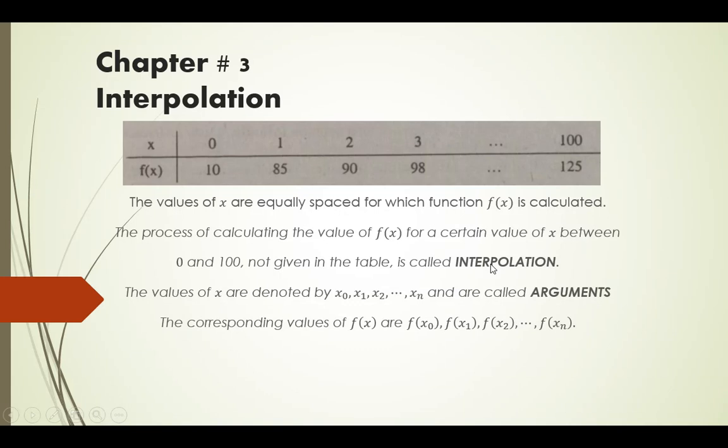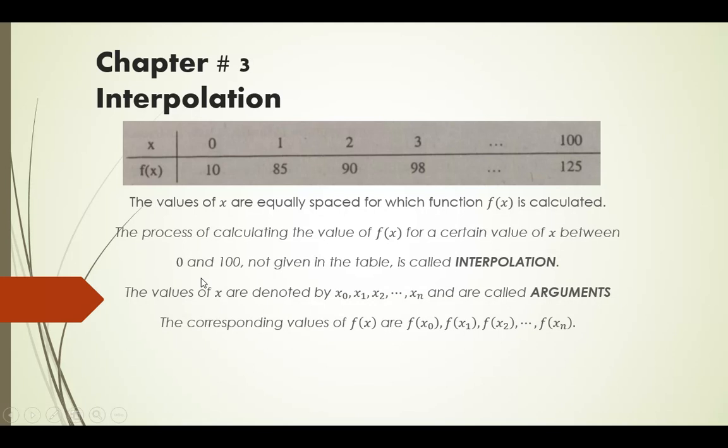And if there is some value which lies outside this table, for example 101 or 102, or here -1, -2, so this process is called extrapolation, but we are going to deal with interpolation, not with extrapolation. So the main concern of our lecture is interpolation. So I think that will be clear to you people.